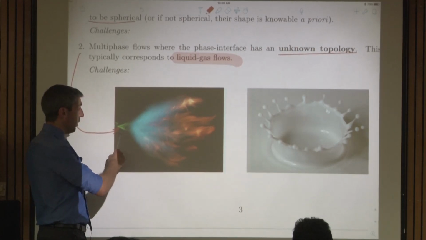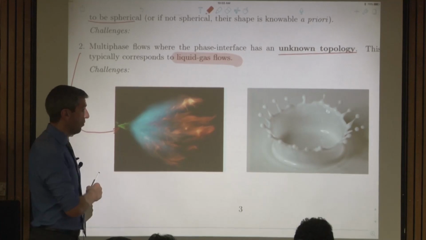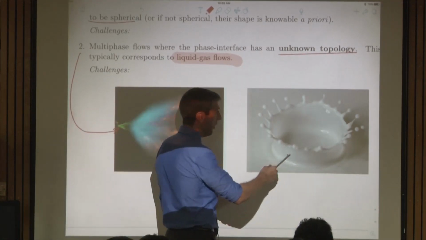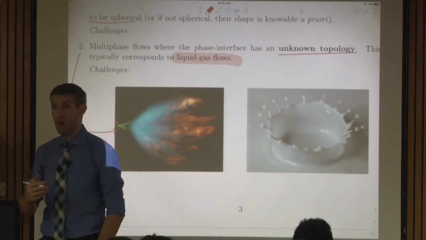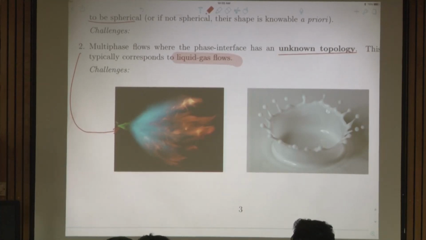So here we're going to have to solve for where the phase interface is. Same way here, we're going to have to solve for where the phase interface is. We cannot know a priori much about what shape it should take.